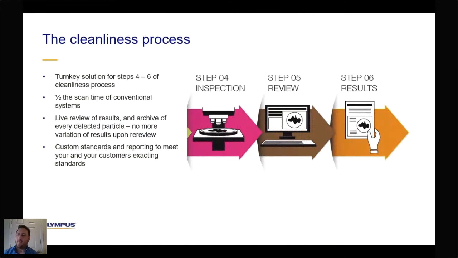The idea is you get your sample through filtration, different methods of extraction. And then once you have that on a filter paper, we can put that onto the CiX100 and then very quickly and easily go through steps 4 through 6 and get a nice result at the end.